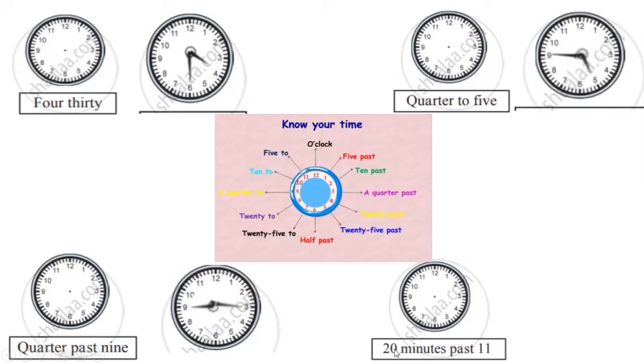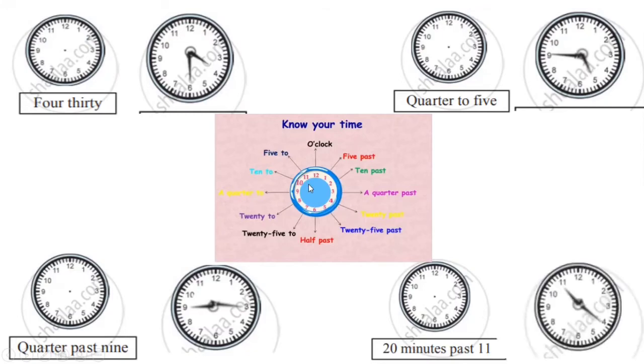And the last one is 20 minutes past 11. Where is 20 minutes past? Over here. So your minute hand should be on 4 and then you have 11, so your hour hand should be on 11. So this should be your answer. I hope you all have done it right and I hope this concept is very much clear.